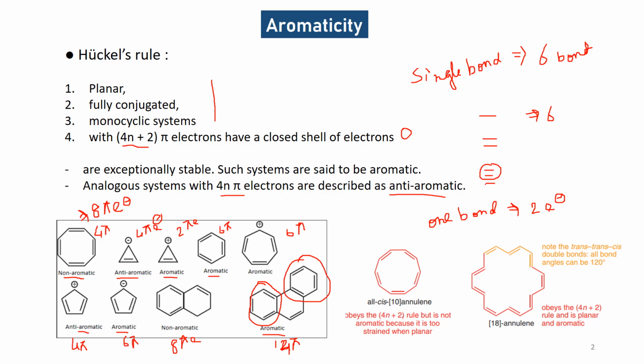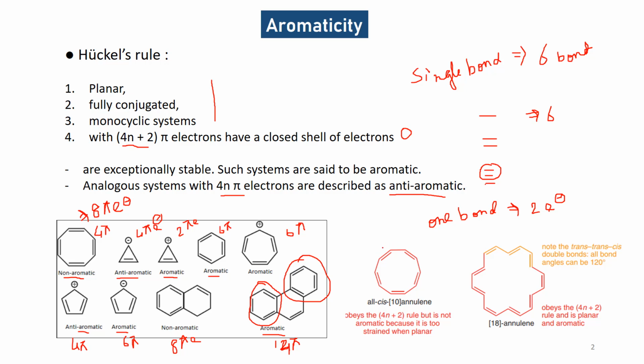Now here I have shown 2 extra examples, which by counting the number of electrons you may think is aromatic. See, 1 2 3 4 5, 5 means 10 pi electrons. If n equals 2, then you will get 10 pi electrons. Still, it should be aromatic according to Huckel's rule, because it has 10 pi electrons. But this compound is not aromatic because of this structure.